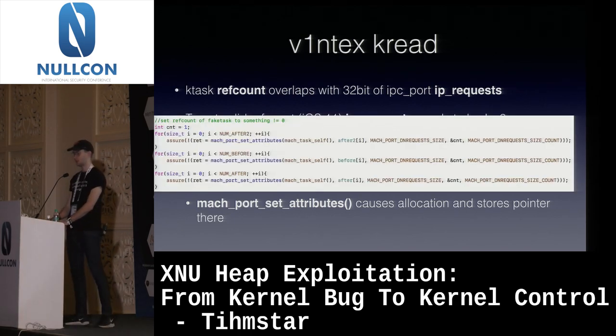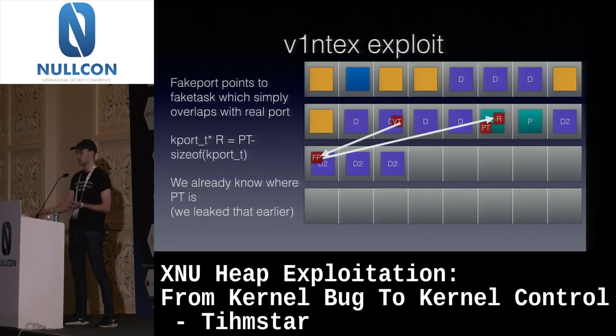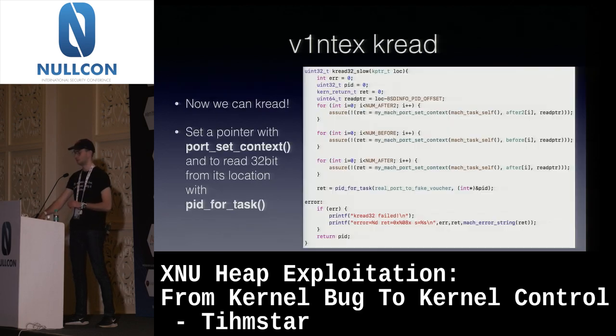So for the Voucher kread, if you can't read it, don't worry, but I think it should be readable. We call mach_port_set_attributes on every port we sprayed, and then we can use pid_for_task to read back. The fake port points to a fake task which overlaps with a real port. Yeah, because we already know the pointer of a real port, the one we leaked at the very first stage. If we just subtract the size, we get a different one, and that's good enough.